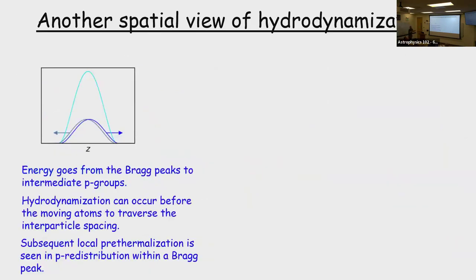Another way to look at this spatially is that we have these three momentum peaks, and hydrodynamization involves the energy going from the side peaks into the intermediate momentum. And it can sometimes do that very fast. It can do it faster than the time it would take for a particle to actually traverse an interparticle separation. So it's just a purely quantum mechanical effect with no classical analog. And then the subsequent local prethermalization isn't a redistribution among all momentum scales. It's just more of a flow of momentum from some momentum groups to the nearby momentum groups over time, which is local prethermalization, the space analogous to regular thermalization.